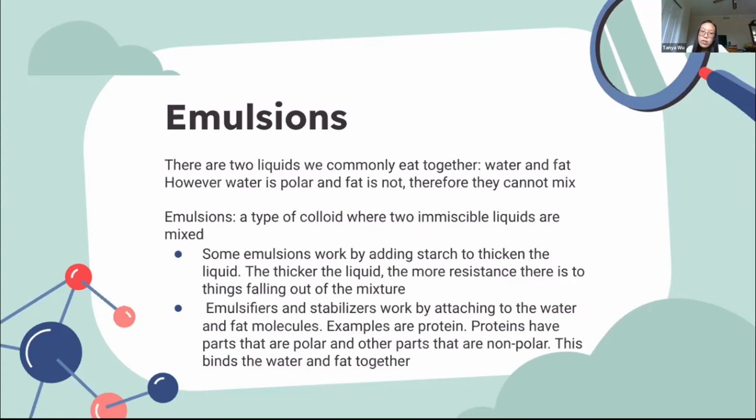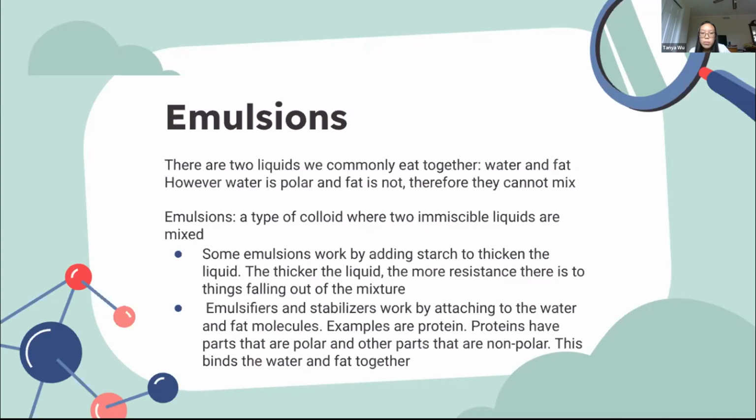So emulsions can help bring those two together. We call something miscible when two liquids can mix with each other, but they're immiscible if they cannot be mixed with each other. So water and oil are immiscible. But emulsions can help bring them together.